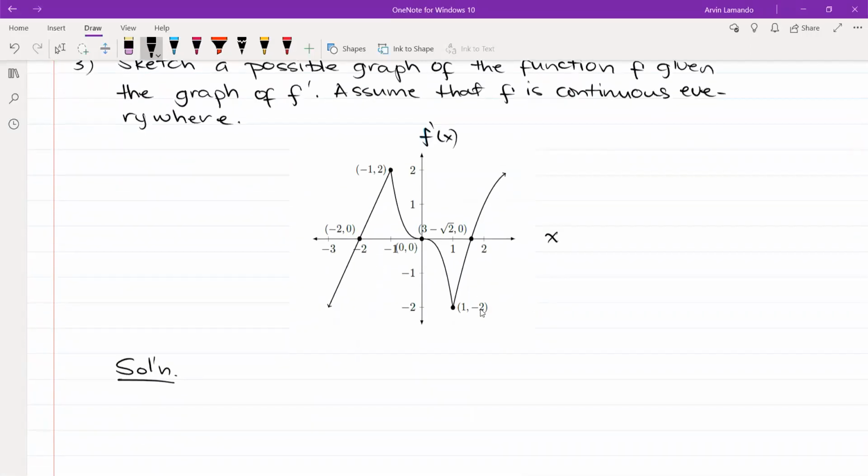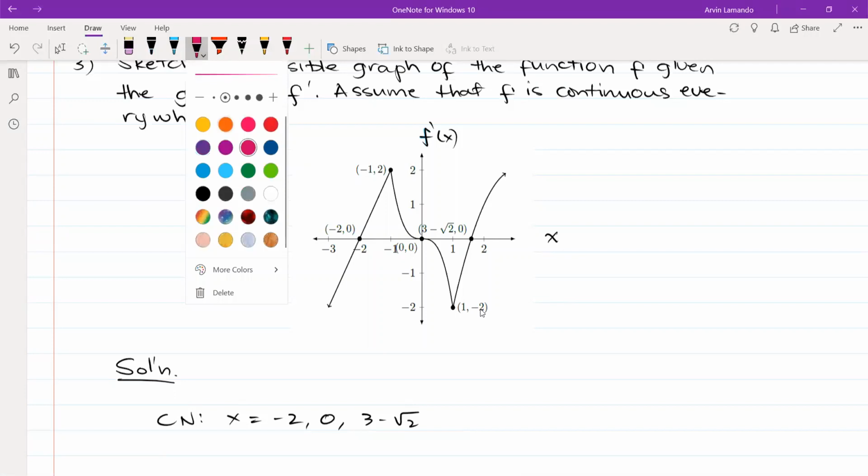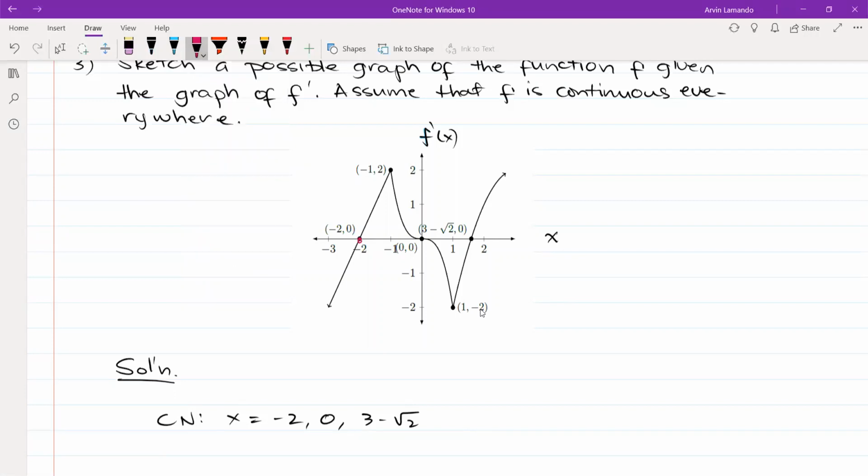And obviously, the zeros of f prime are at negative 2, 0, and 3 minus square root of 2. So I'll mark them for you. So the zeros are in here, here, and here.